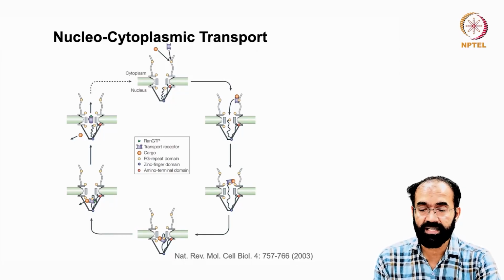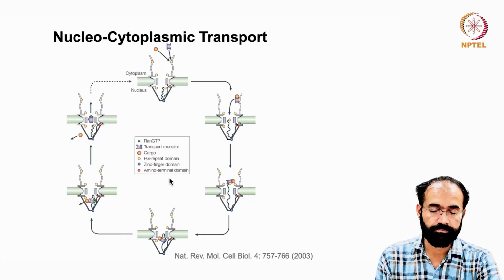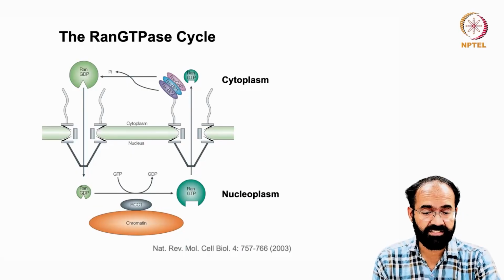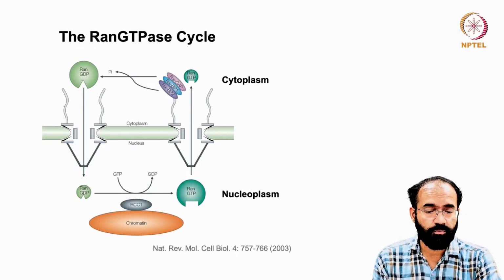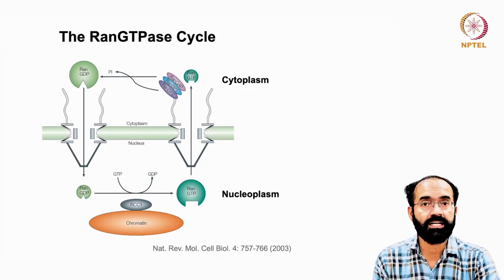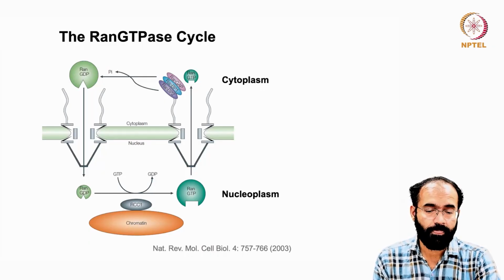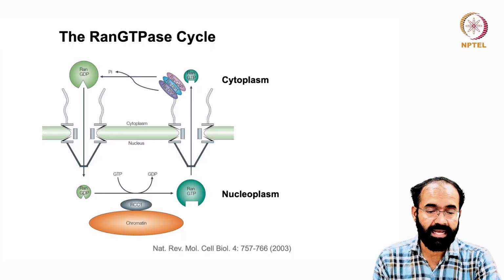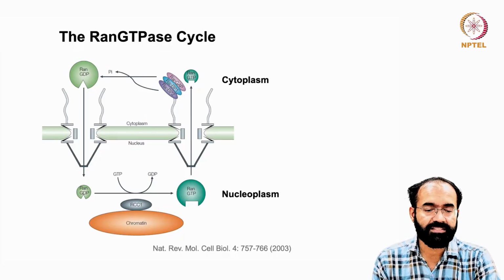And in the next slide we can see a little more clearly how the RAN cycle functions. So this is the cytoplasmic side, this is the nucleus side. The entire thing is the nucleus, and we call it the nucleoplasm. And what is outside the nucleus, we call the cytoplasm. Now let us see how the cycle is happening. Like you can see, it is going anti-clockwise. You can start from anywhere because it's a cycle. A cycle doesn't have a beginning or an end. You can start from anywhere. So for convenience, let us start from RAN GDP.